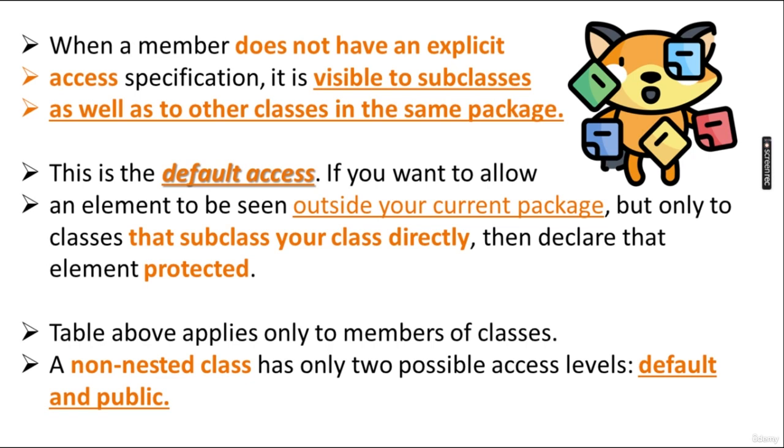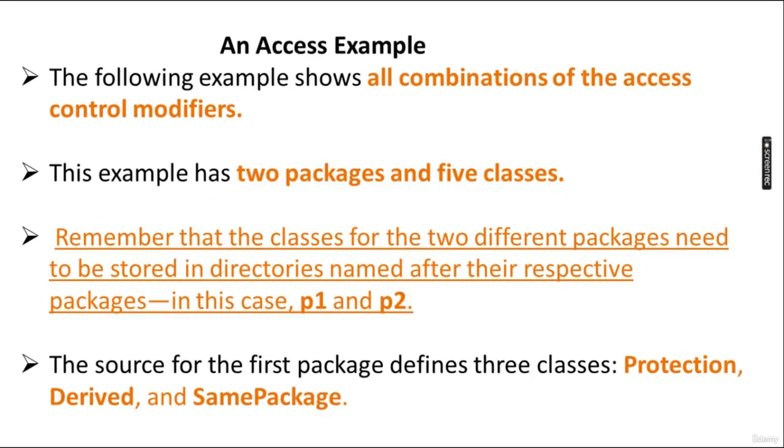The table above applies only to members of classes. Non-nested classes have only two possible access levels, default and public. Access example. This is the example that shows all combinations of the access control modifiers. This example has 2 packages and 5 classes. Remember that the classes for the 2 different packages need to be stored in directories named after their respective packages. In this case, package 1 P1 and package 2 P2. The source for the first package defines 3 classes: Protection, Derived, and SamePackage.